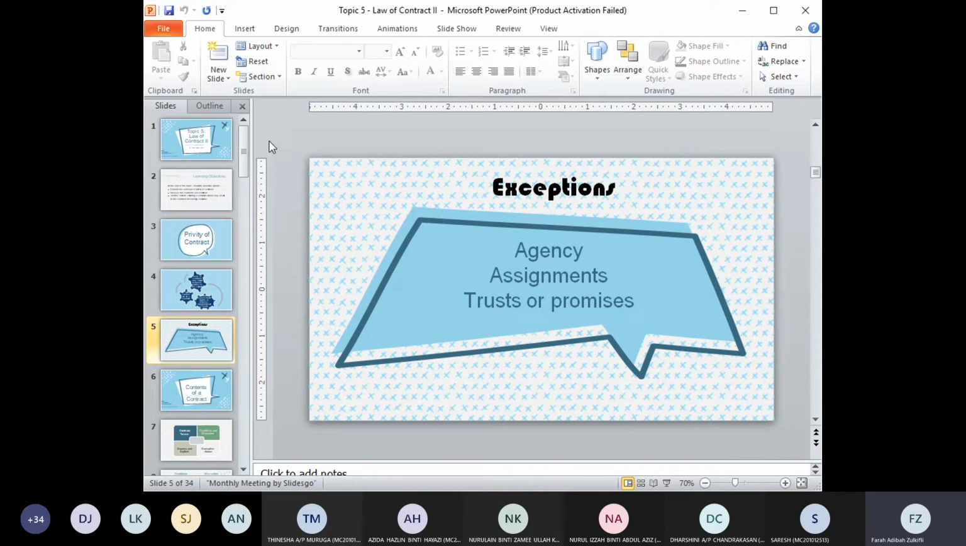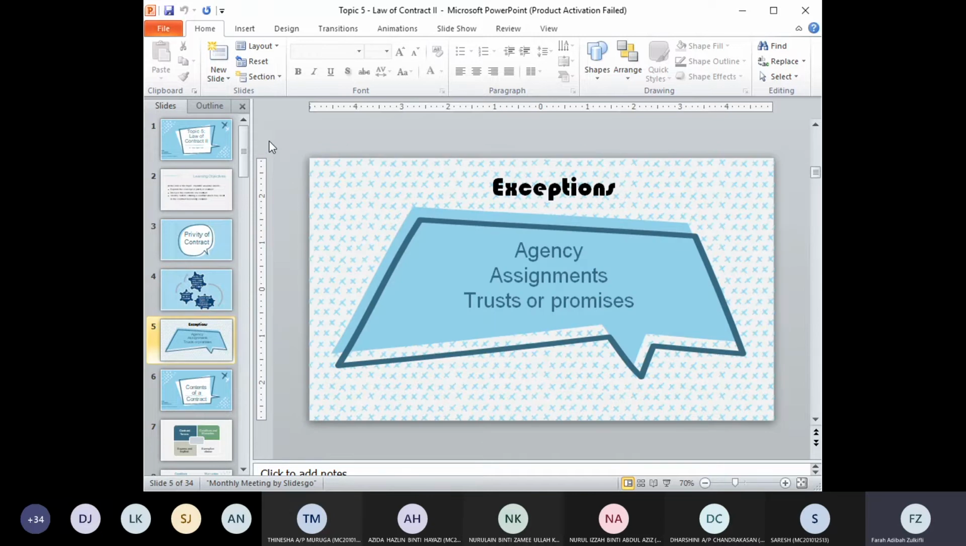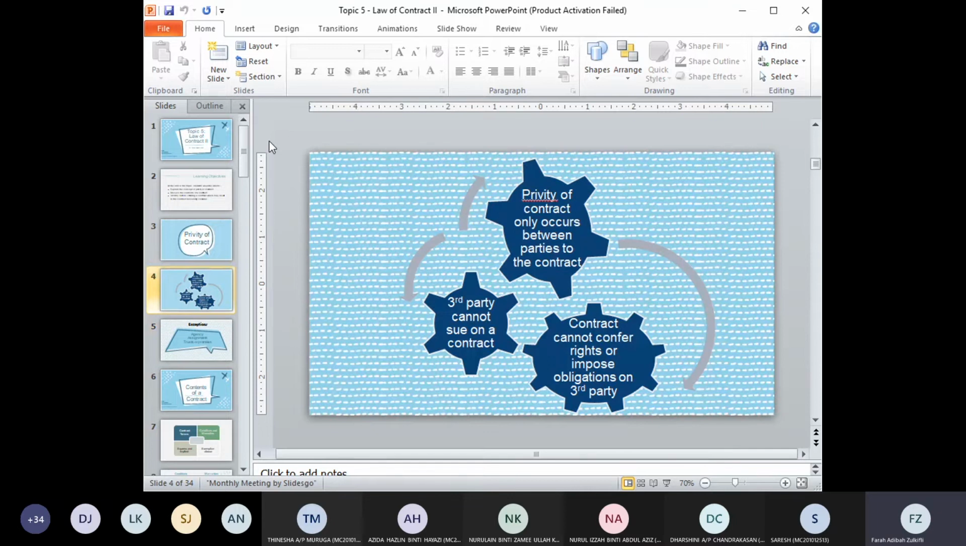For example, in this kind of situation, if the father put some kind of property under trust, the person who is the trustee is actually a third party, but he can sue or be sued under the contract because he is acting on behalf of the children. So only if people are acting on behalf of someone else and it is allowed under the law, then you cannot use this concept of privity of contract. But in a normal situation, the concept of privity of contract states that only parties to the contract can take action. So basically, that is the concept of privity of contract.